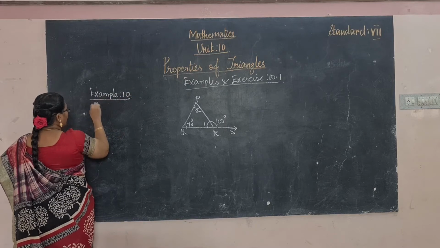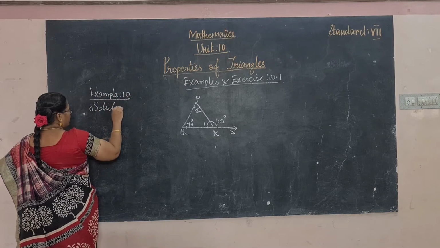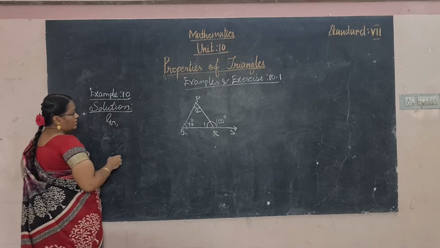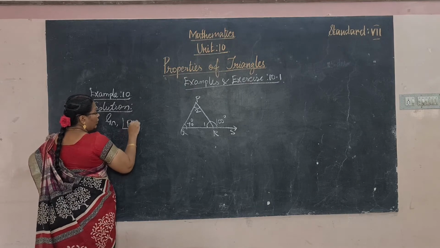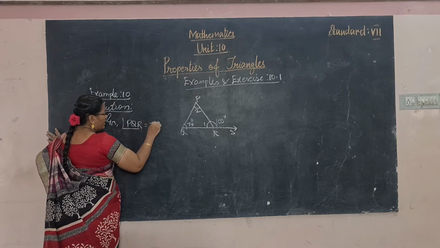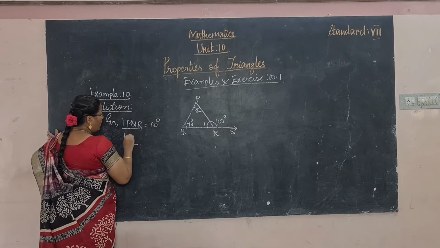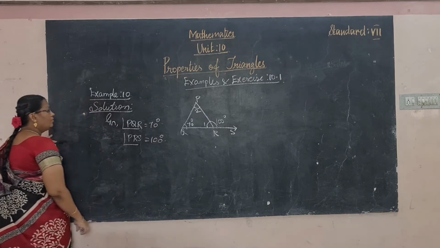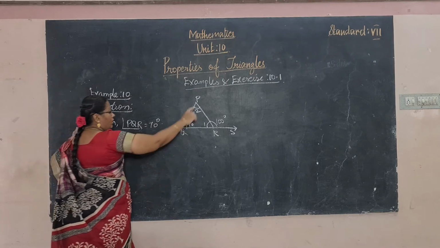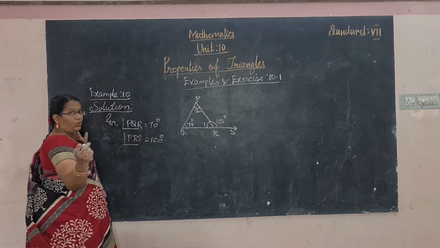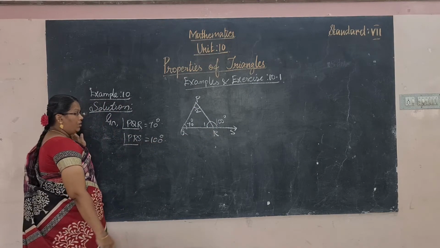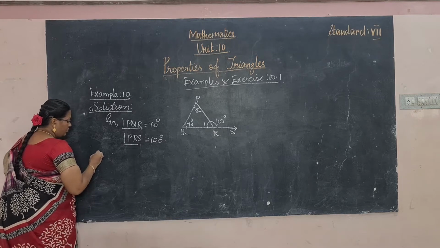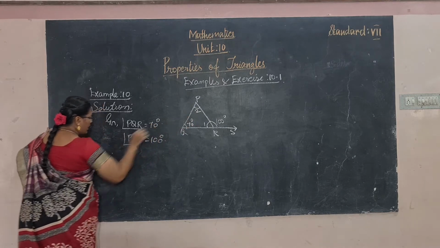Example 10, solution. What data are given? Angle PQR is equal to 70 degrees and angle PRS is equal to 100 degrees. Now first we use the exterior property of the triangle. What is the exterior property of the triangle?